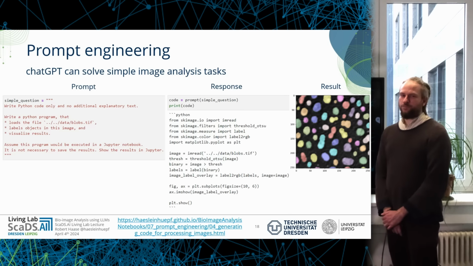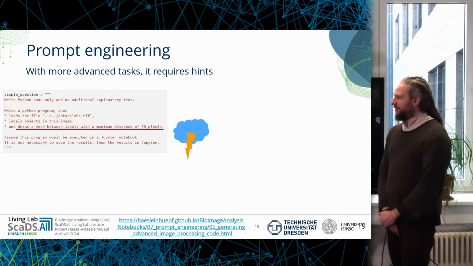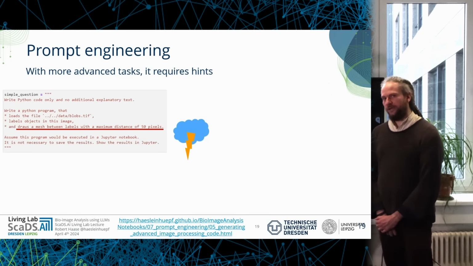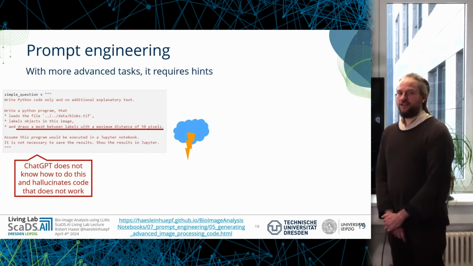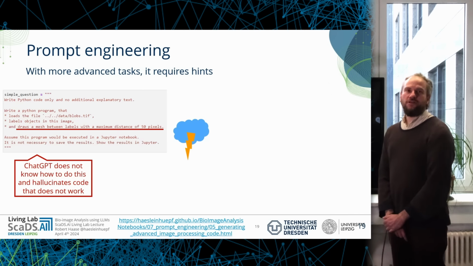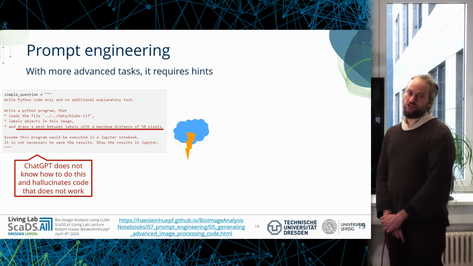And if I make this prompt now a little bit more complicated, it's essentially the same task, but I additionally ask, please draw a mesh between the labels with a maximum distance of 50 pixels. I would like to investigate neighborhood relationships between these cells. ChatGPT is not capable of solving this particular task because there might not have been enough examples for this kind of analysis in the training data when ChatGPT was trained.